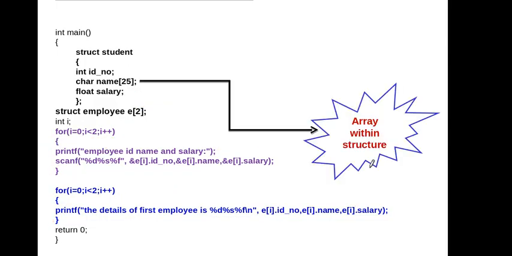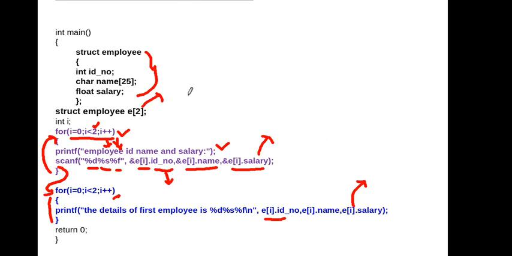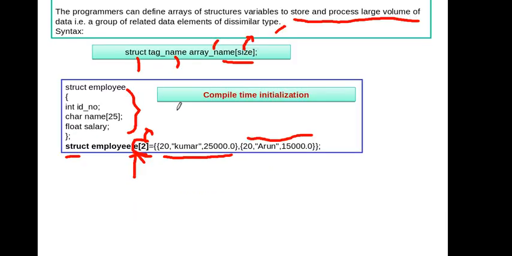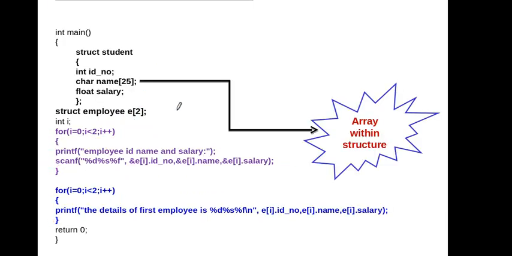Yes, the next concept is array within the structure. Just now we have seen array of structure. Array of structure means the structure variable is of type array. That is called array of structure. Array within structure means some array will be present within the structure.